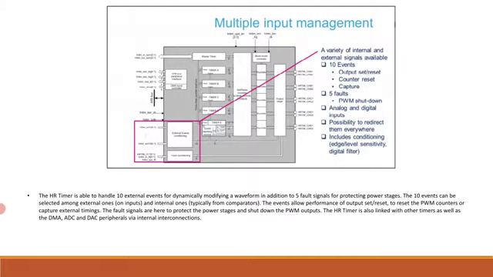The 10 events can be selected among external ones on inputs and internal ones, typically from comparators. The events allow performing output set or reset, resetting the PWM counters, or capturing external timings. The fault signals are here to protect the power stages and shut down the PWM outputs. The HR timer is also linked with other timers as well as the DMA, ADC and DAC peripherals via internal connection.